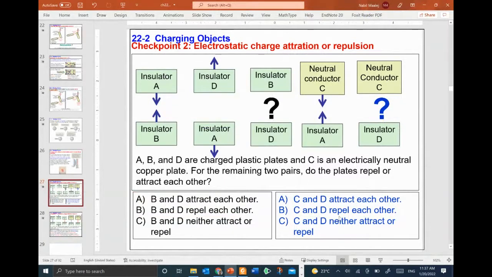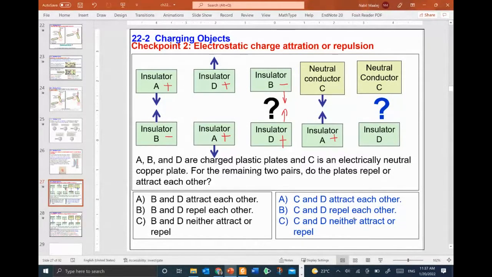So this is a neutral conductor and this is an insulator. Now this insulator is charged. What did we assume? Did we assume it's negative? Well, it doesn't matter. We said if this is a positive charge, that means this is negative, and if this is positive, this must be positive. Then we said B is negative and D is positive, and they will attract each other. So we assumed A is positive. When we bring it to the neutral conductor, what will happen?